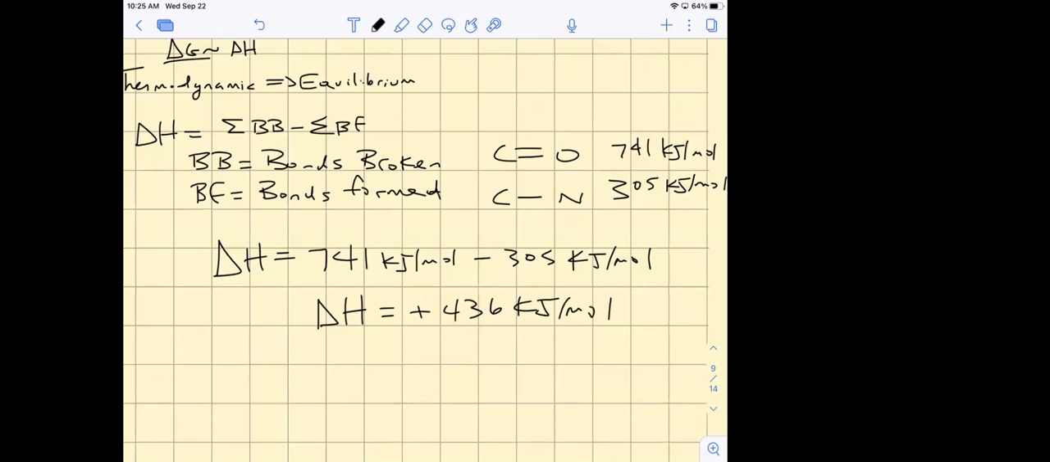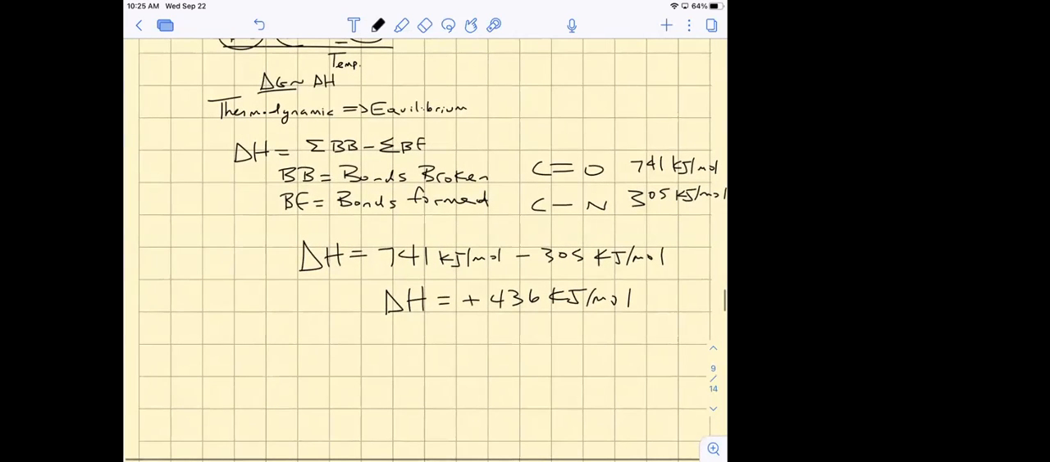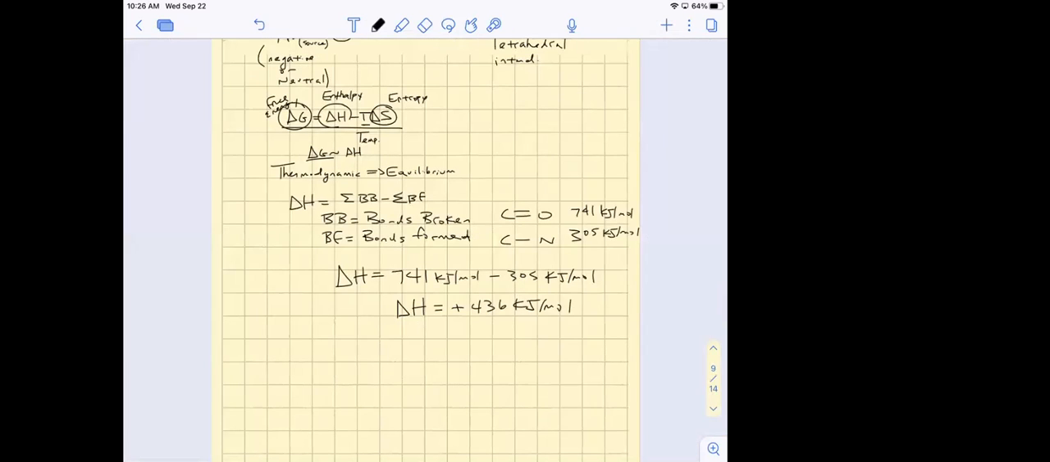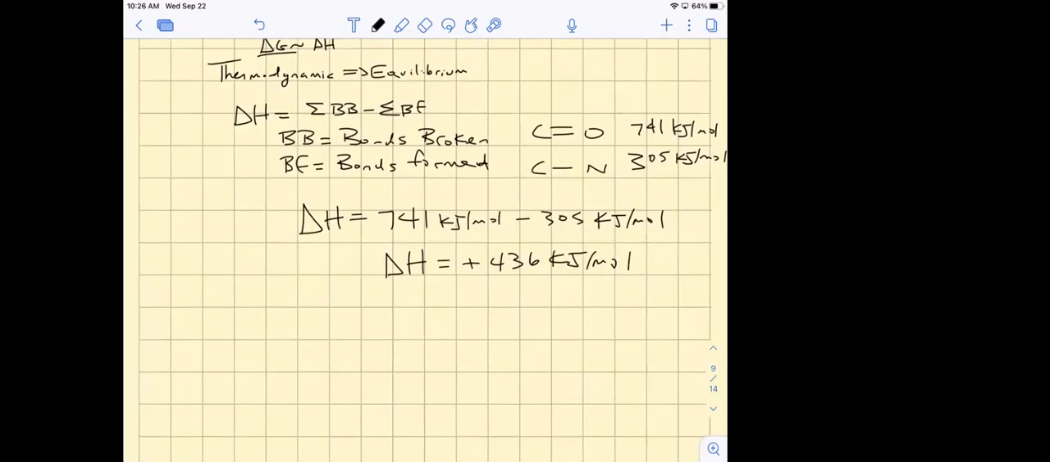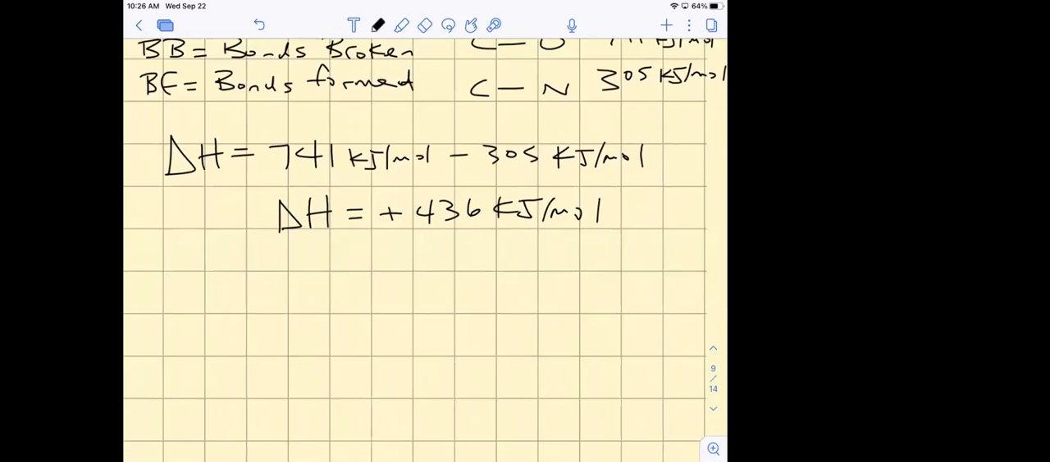Right, notice it's positive 436. That's a huge number, right? That means that it takes a lot of energy for this reaction to take place. And with delta H being such a big number, and it being positive, that means that the reaction is endothermic.